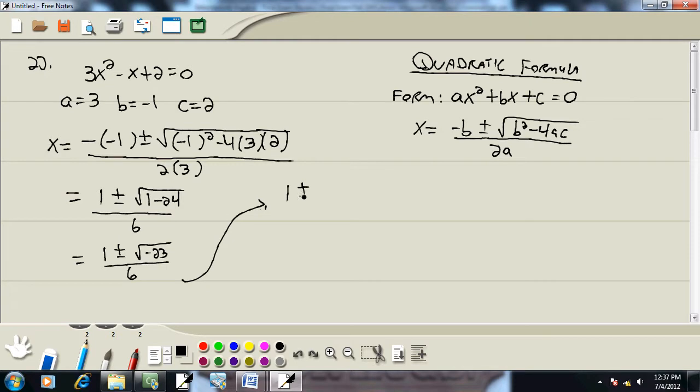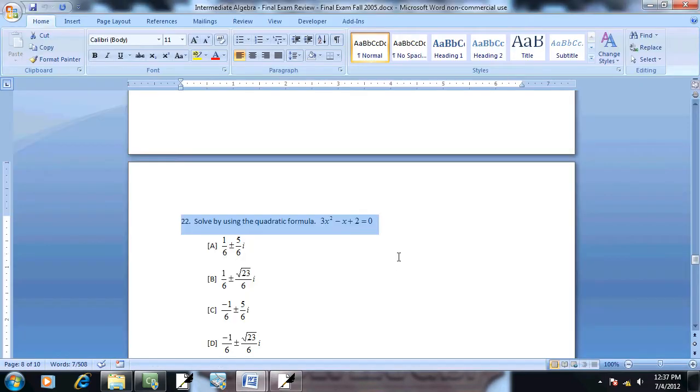Now whenever you have a negative inside of your square root, it comes out as an i. And I'll put it out in front here temporarily. 23 is prime, I believe, so we can't do anything with it. Now whenever you have an imaginary part, you want to split it apart from the real part. So I'll put the 1 over 6 plus or minus, and then the imaginary part separate. So I'll put the square root of 23 over 6 with an i to the side, like that. And 1 over 6 plus or minus square root of 23 over 6 i.